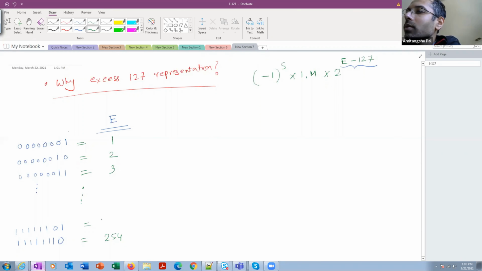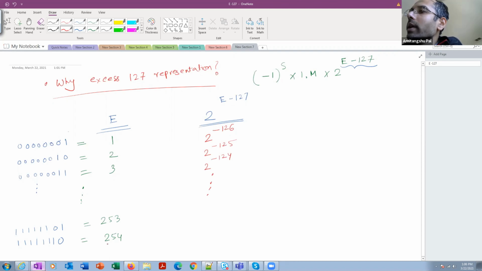So the exponent is going to vary from 1 to 254. If I convert it to the corresponding decimal numbers, it will vary from 1 to 254. Okay, so if e varies from 1 to 254, let's see what is going to be the range of 2 to the power e minus 127. When e is 1, it is going to be 2 to the power 1 minus 127, which is 2 to the power minus 126. When e is 2, it is going to be 2 minus 127, which is 2 to the power minus 125. When e is 3, it is going to be 3 minus 127, which is 2 to the power minus 124. In this way.